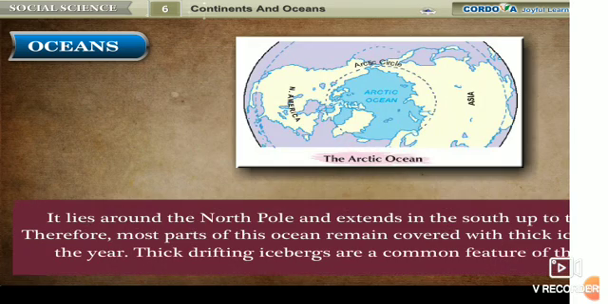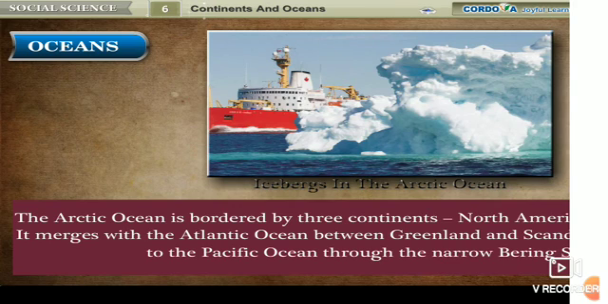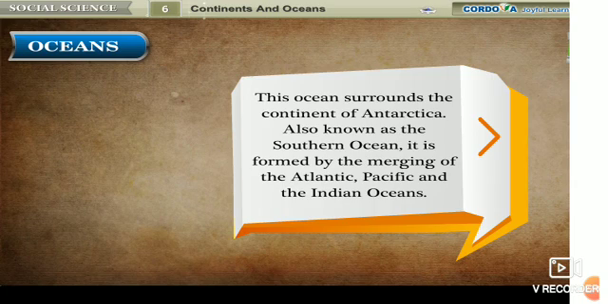The Arctic Ocean. It lies around the North Pole and extends in the south up to the Arctic Circle. Therefore, most parts of this ocean remain covered with thick ice sheet throughout the year. Thick drifting icebergs are a common feature of the Arctic Ocean. The Arctic Ocean is bordered by three continents: North America, Europe and Asia. It merges with the Atlantic Ocean between Greenland and Scandinavia and is linked to the Pacific Ocean through the narrow Bering Strait.